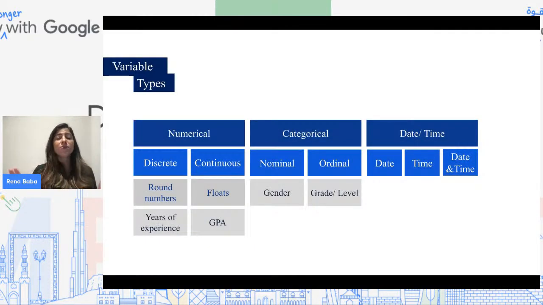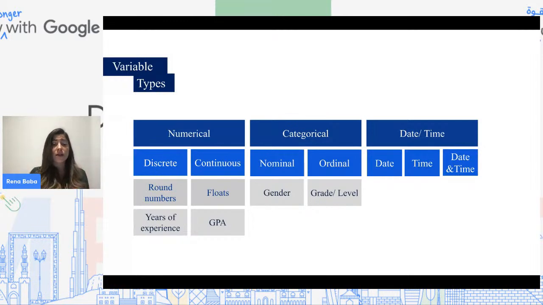Now, variable types, so that's going back to basics. You have three variable types. So you have numerical, categorical, and date and time. When we talk about numerical data, you are talking about discrete or continuous. So some examples for discrete variable types are round numbers like years of experience, family size. You will not have a family size of 3.2, for example. It will be, let's say, 3 in total, or the household will be 3 people.